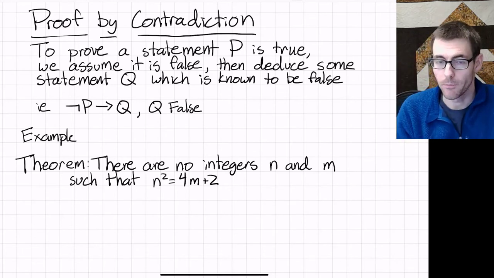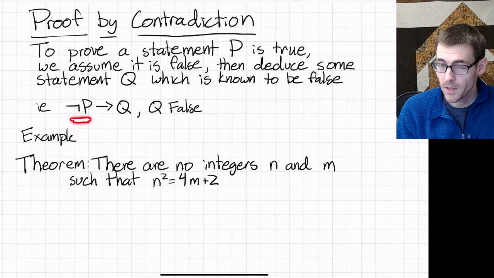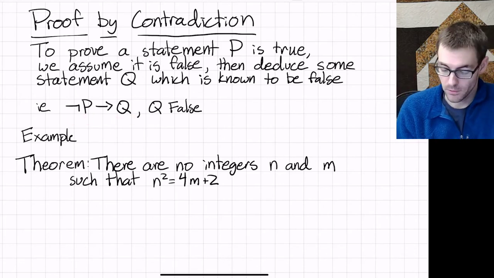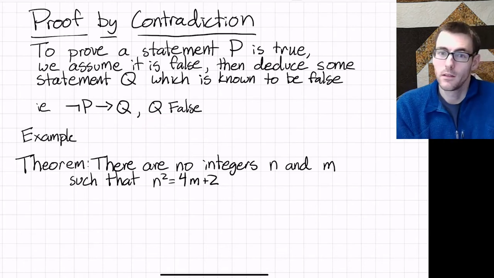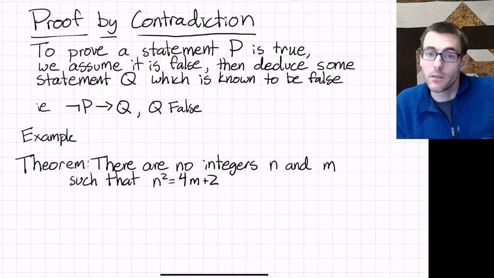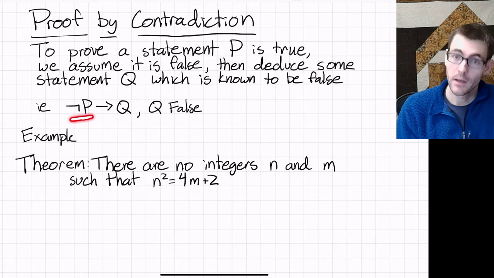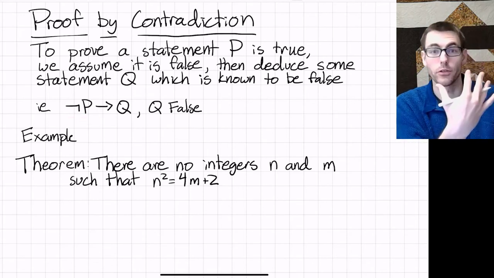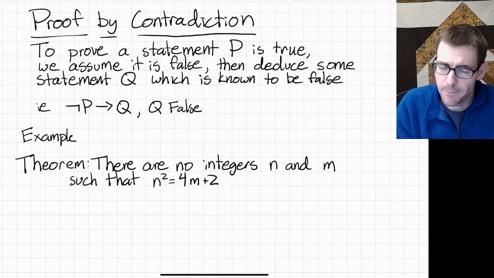So this is our general form. Assume that P is false, and then come to some conclusion Q that is known to be false. Therefore, the only weak link in this chain was our original assumption. Therefore, our assumption can't be true. P cannot be false, therefore it must be true. Okay, let's see an example of this.